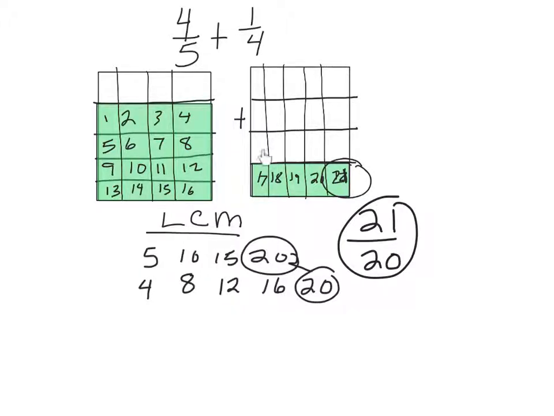Now, this is our illustration. But what's kind of cool here is if you look at this, your numerator is bigger than your denominator. I call that top heavy. It's also called an improper fraction because I can change it into a mixed number. Watch how I do that.